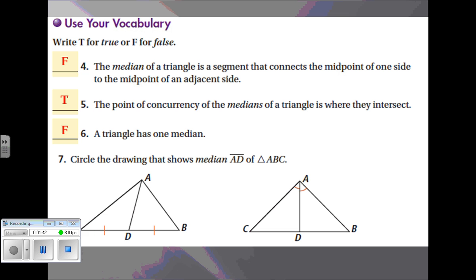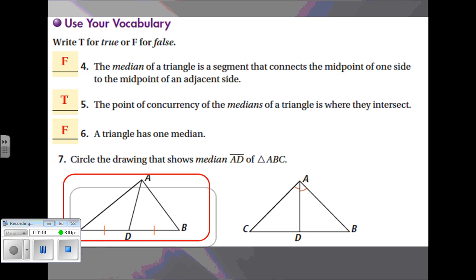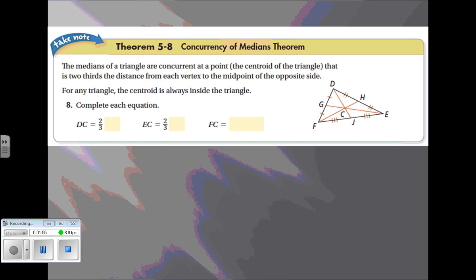So circle the drawing that shows median AD of triangle ABC. So AD on the right is an angle bisector. AD on the left is the one we're talking about. That is the median. All right, so concurrency of medians theorem, theorem 5.8. The medians of a triangle are concurrent at a point, the centroid of the triangle. So now we've learned a new term. Centroid is where the medians all come together. That is 2/3 the distance from each vertex to the midpoint of the opposite side.